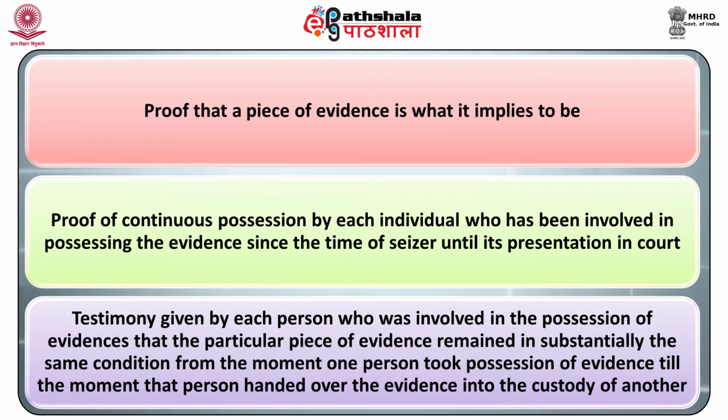First is the proof that a piece of evidence is what it purports to be, for example, a complainant's blood sample. Now the second point is proof of continuous possession by each individual who has been involved in possessing the evidence, from the time of seizure until its presentation in court.